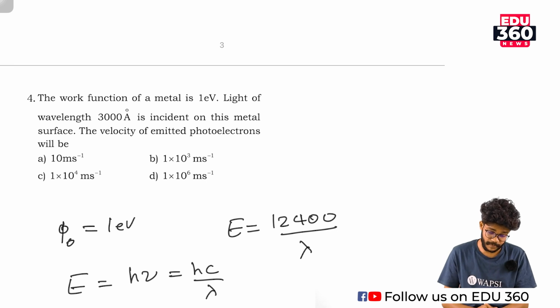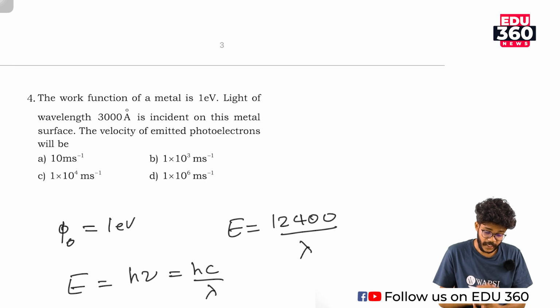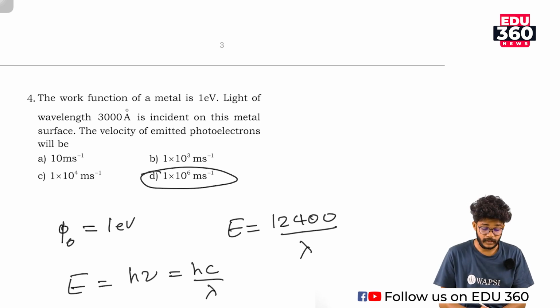10 raised to 6 meter per second is the one and only option, and the other options are very far away from this. So we can conclude 10 raised to 6 meter per second. So option D is the correct answer.